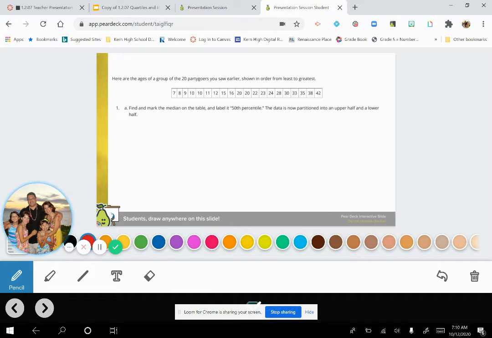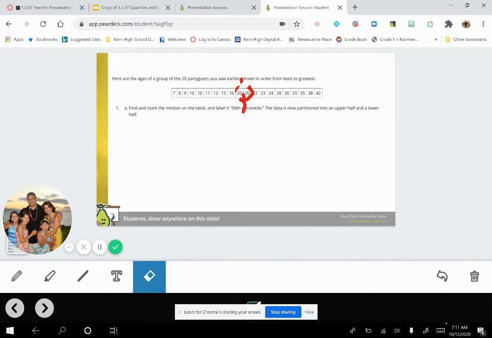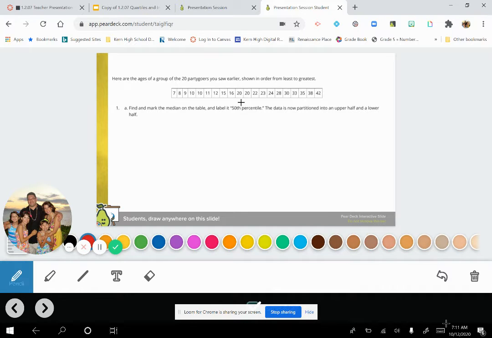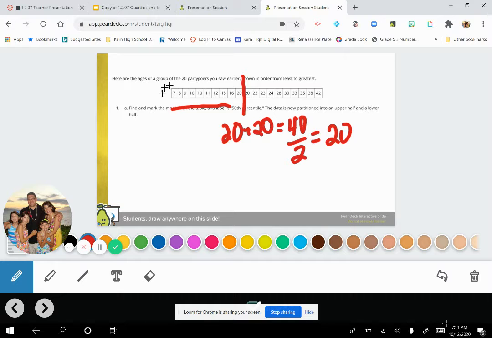Okay, so if you took your time to find it, you'll find the median sits right here, right in between those two 20s. We had two numbers in our median. And so our median is 20 plus 20, which is 40, divided by 2, which is 20. And so half, that's why it's 50th percentile, of the data is on this side, and half is on this side. There's the same number of partygoers on the left, and there's the same number of partygoers on the right.